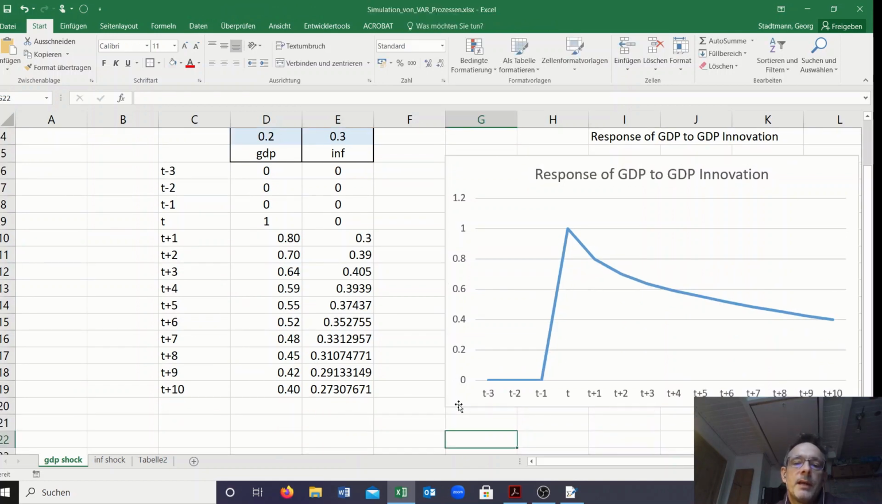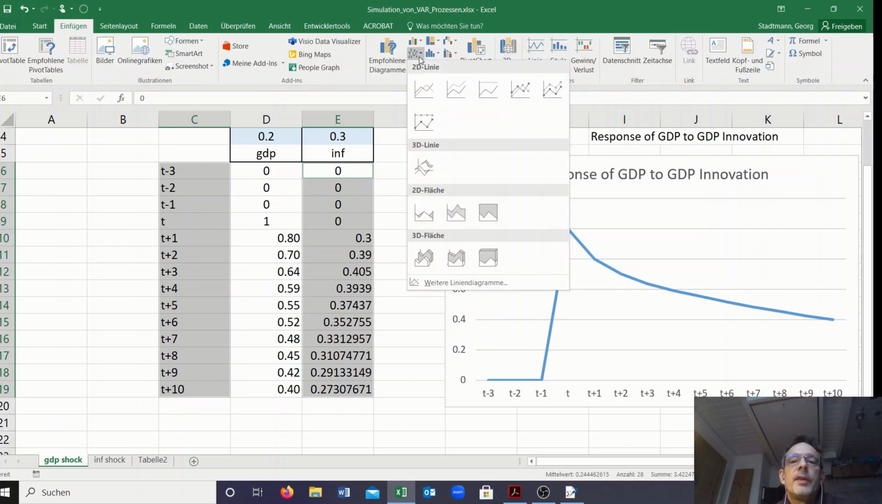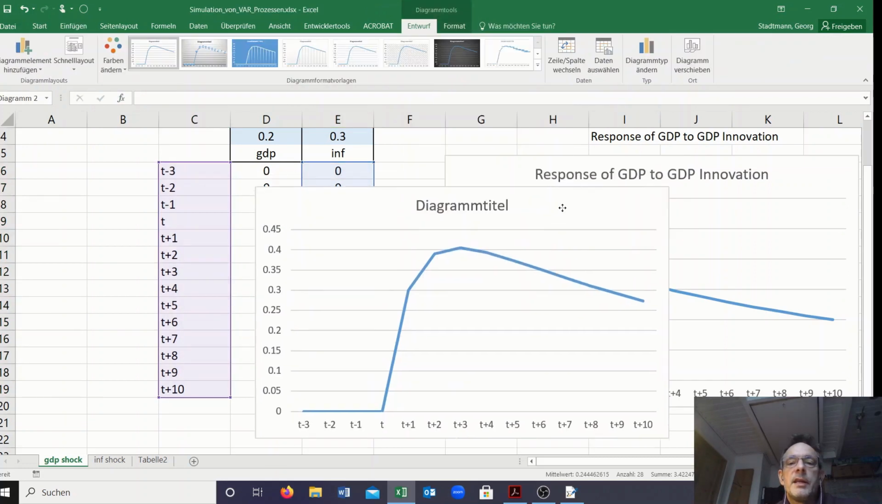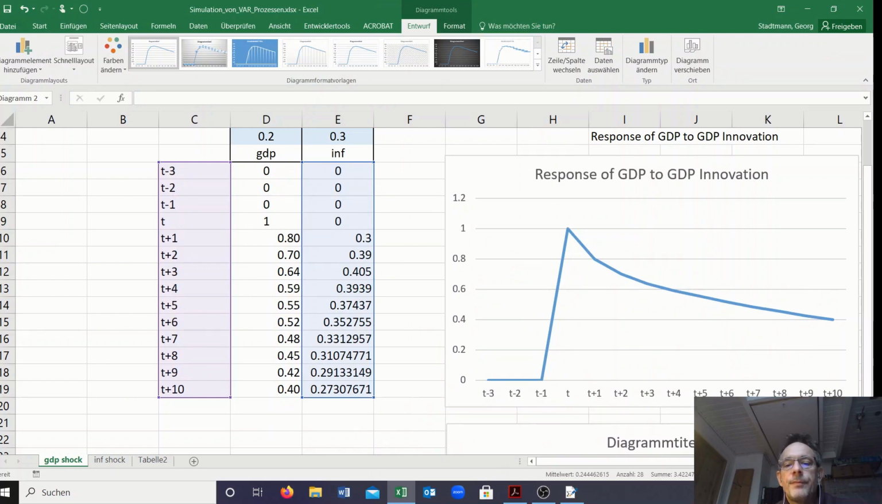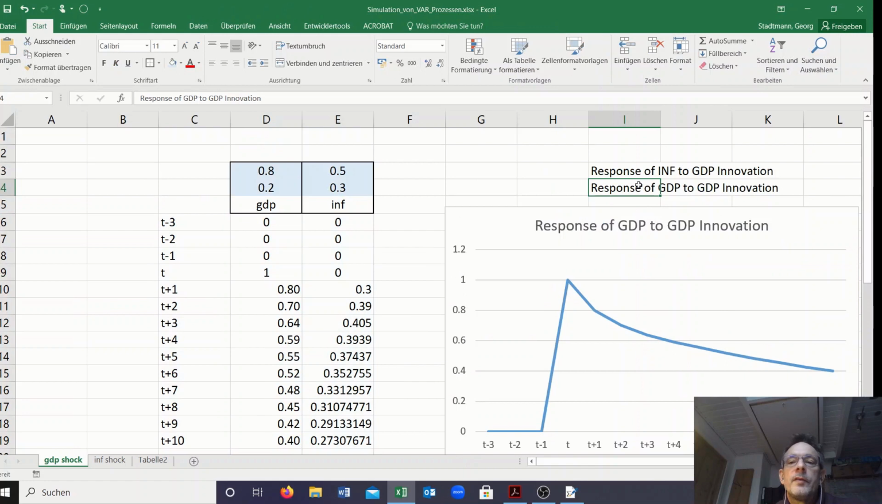Next one. Next picture, this is the picture for the inflation rate. I'm marking this area and then I'm inserting the inflation rate. This is the response of the inflation rate to GDP innovations.